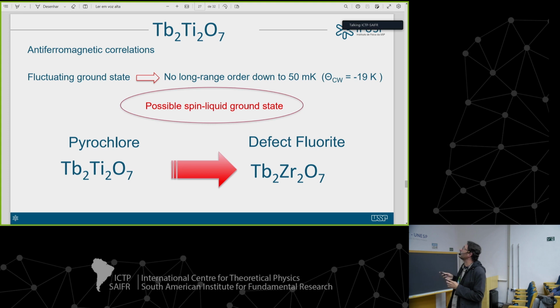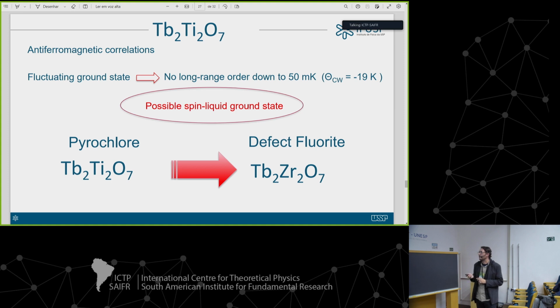Terbium titanate. That's Ising physics. The anisotropy is more Ising. For terbium, it's comparable to dysprosium. I'd say it's big, yeah. It's like 9 Bohr magneton.